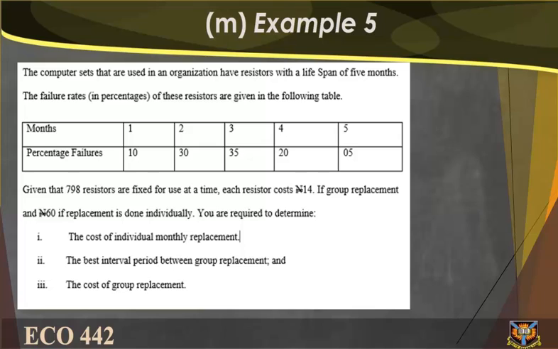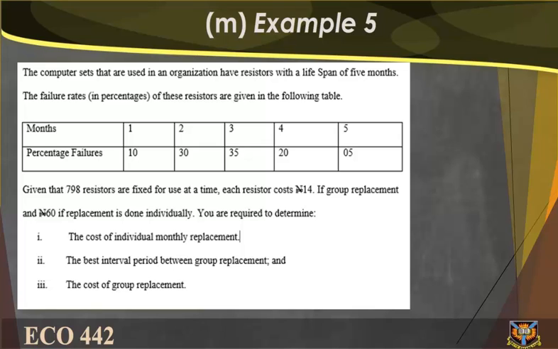M. Example 5. The computer sets that are used in an organization have resistors with a lifespan of 5 months. The failure rates in percentage of these resistors are given in the following table. Months 1, 2, 3, 4, 5. Percentage failures 10, 30, 35, 20, 05.